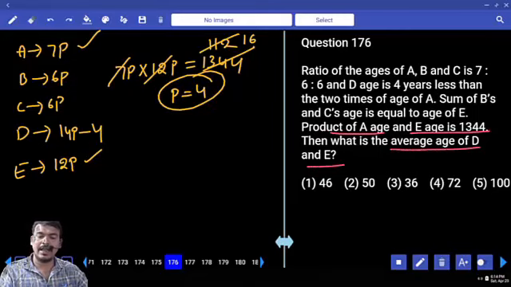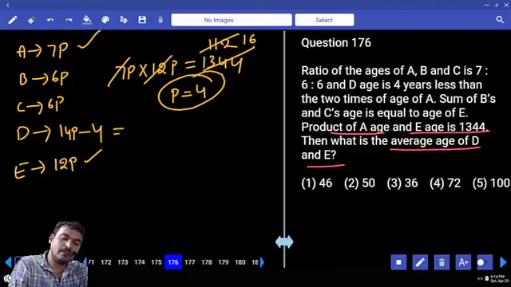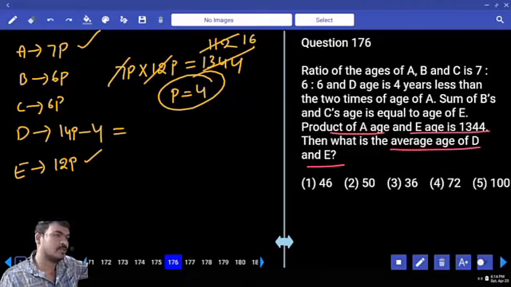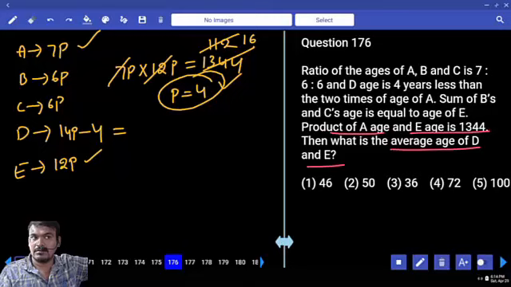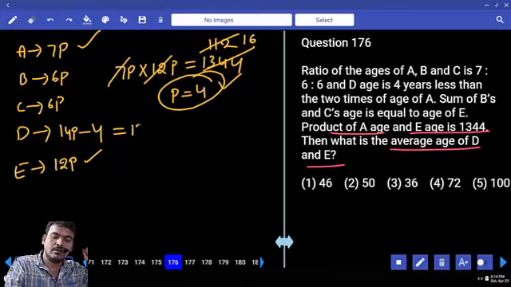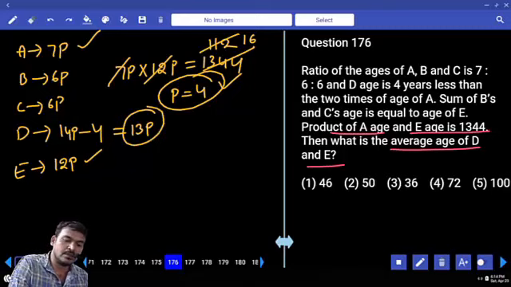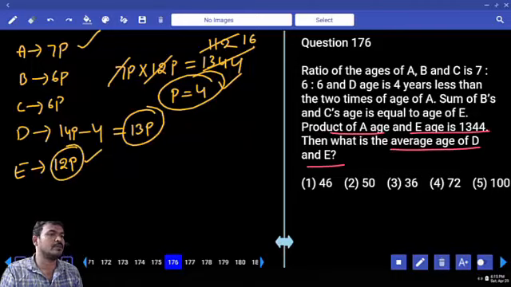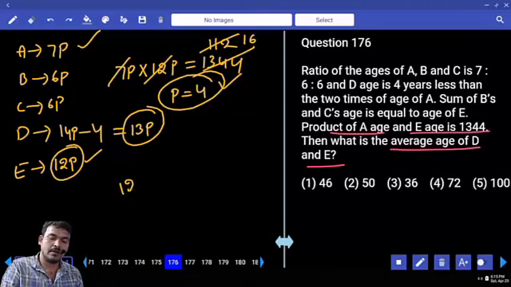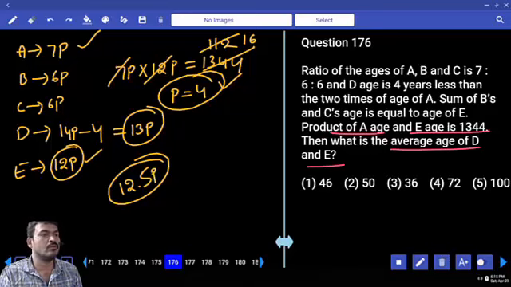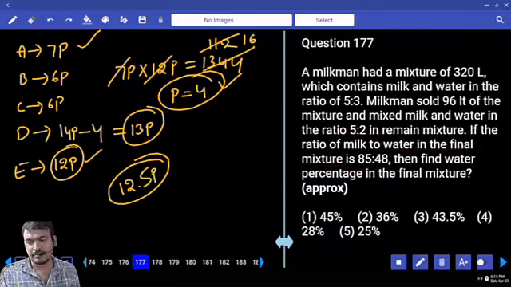Average age of D and E. And here D value is written 14 parts minus 4. 4 means how many parts? 1 part. 14 minus 1, 13 parts. Yes or no? D is how many parts? 13 parts. E is how many parts? 12 parts. Sum is how many parts? 25 parts. But we require the average, which means 12.5 parts, sir. 12.5 parts means 12.5 into 4. What is the answer? 50.